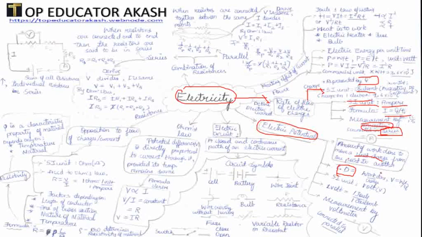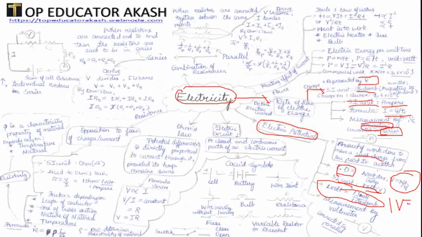So what is the formula? Potential difference, V, is equal to work done by charge, W by Q. So what is the SI unit of potential difference? That is volt. Volt is the SI unit of potential difference, and the formula to find the potential difference is V is equal to W by Q. So 1 volt is equal to 1 joule by 1 coulomb.